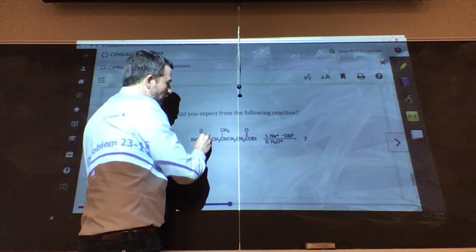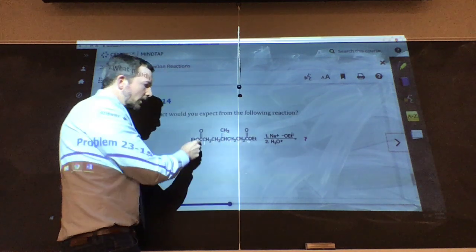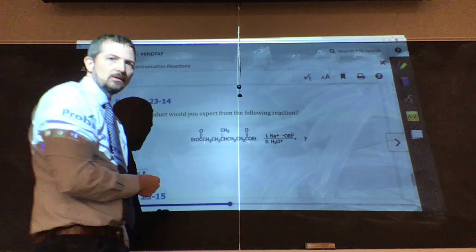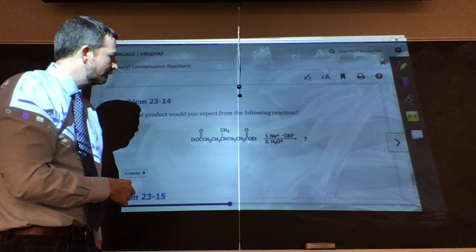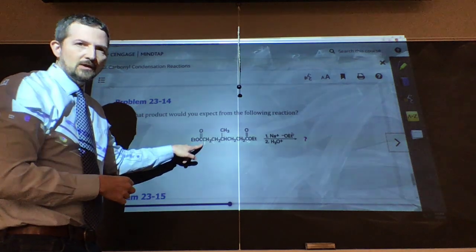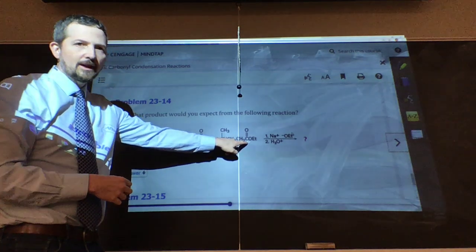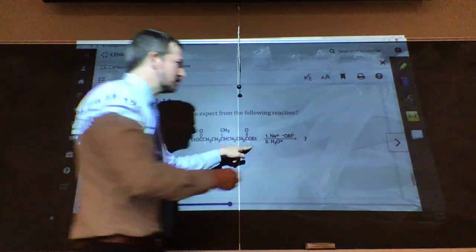So I'm going to say 1, 2, 3, 4, 5, 6. So I go from the alpha position of the first ester functional group to the carbonyl of the second ester functional group on the molecule. And I count out 6, so I know it forms a 6-membered ring.